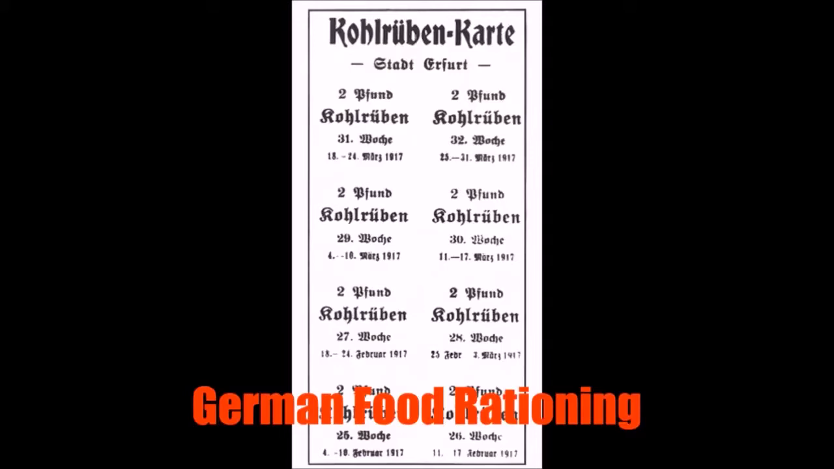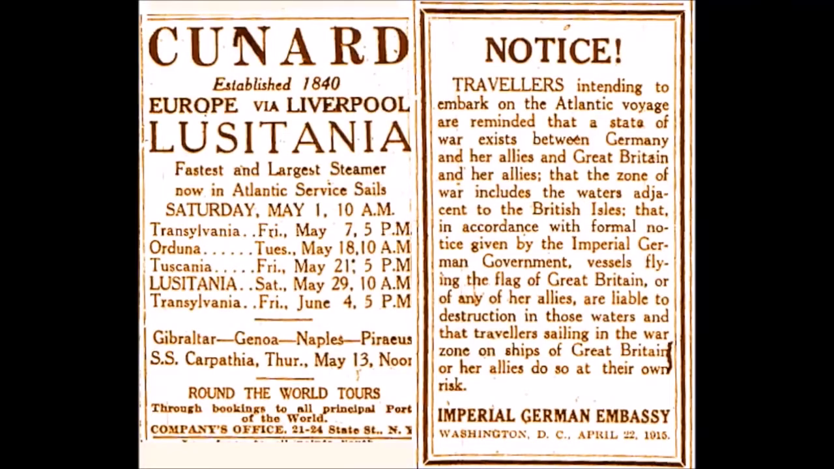Germany gave specific warnings to people attempting to travel to the UK. The warning was simple: do not come. We do not know if the ship you are on is carrying arms or not, and we will have no choice. Here, look at this warning.